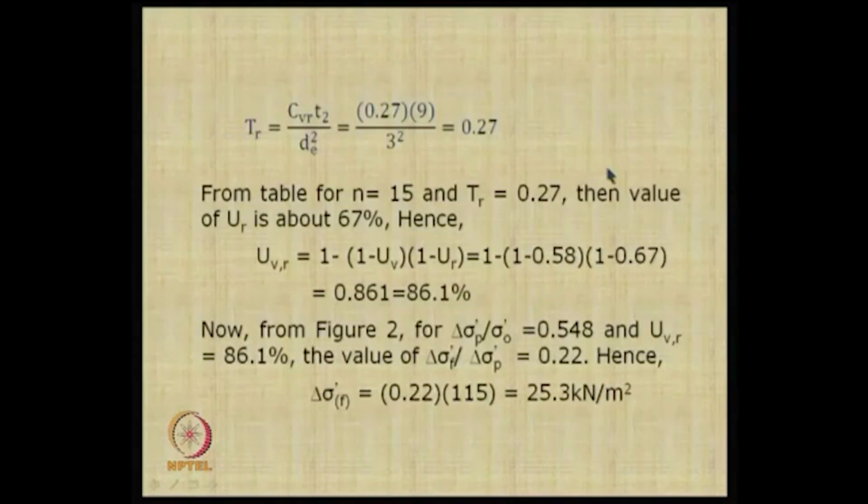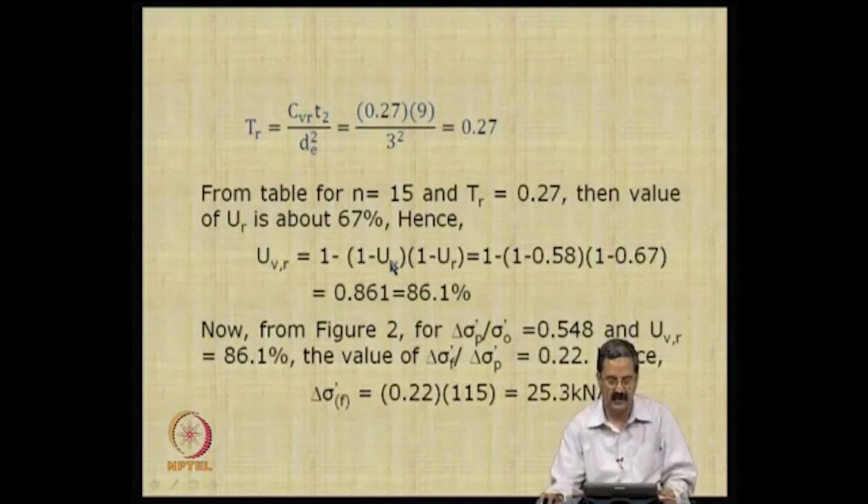Essentially, from these sort of expressions one can get the UR, and once you get the UR and also the UV which we already got, for example, this is 67% and 58% is what we already achieved. So, essentially 86%, and now what is the preload that you have to get for this? Again, we have to go to the figures that we considered earlier, and for this effective stress increase and the degree of consolidation, you will get a factor 0.22.